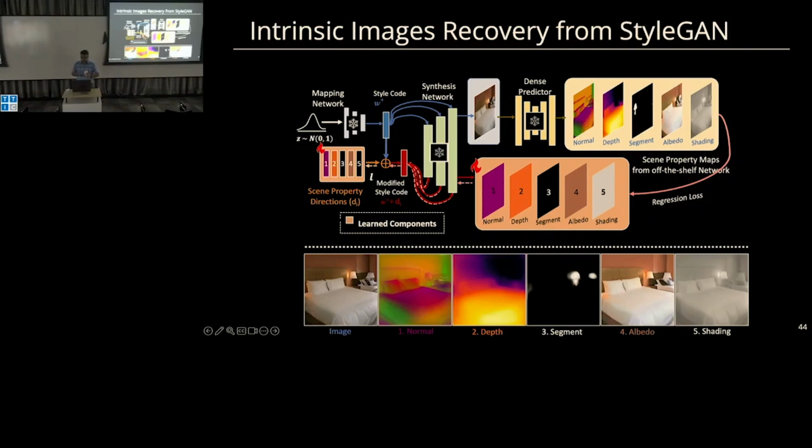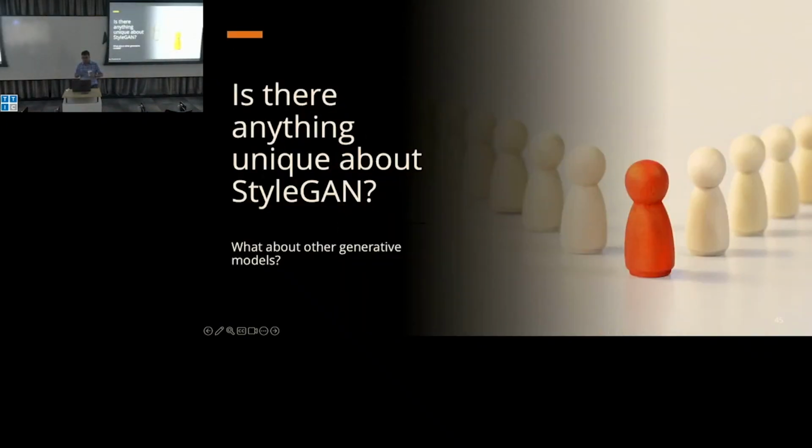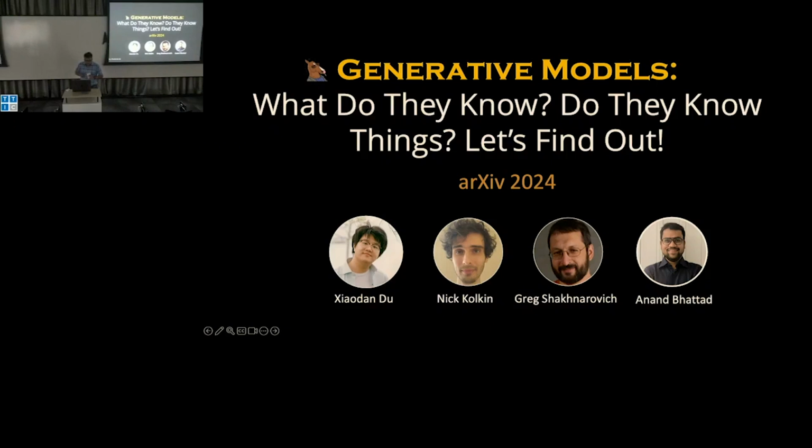The next question is, is there anything specific about StyleGAN? I always get asked this question, what about other generative image models? In our follow-up work with Shaudan, Greg, and Nick Colkin, we show that it's not just about StyleGAN. Any generative image model has learned these intrinsic property maps under the hood and we can recover them.